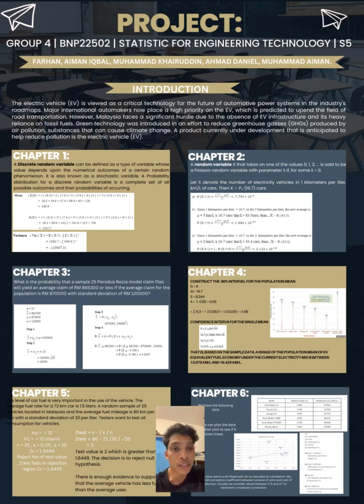I would like to present chapter 1, which is the random variable. For this topic, I will talk about a discrete random variable, which can be defined as a type of variable whose value depends on the numerical outcome of a certain random phenomenon. It is also known as a variable.